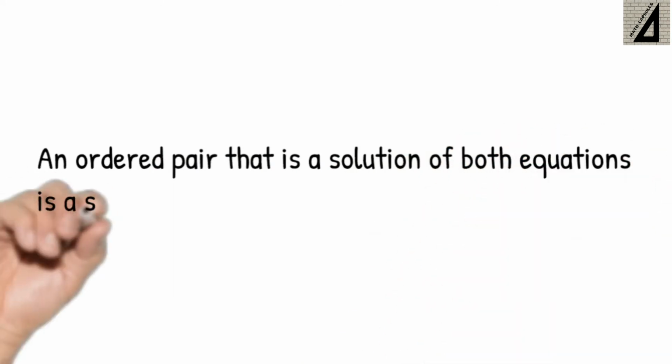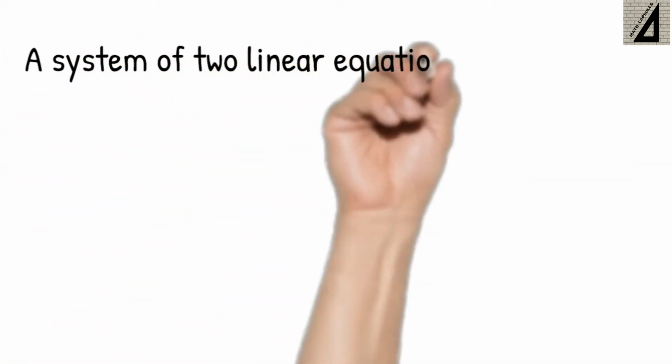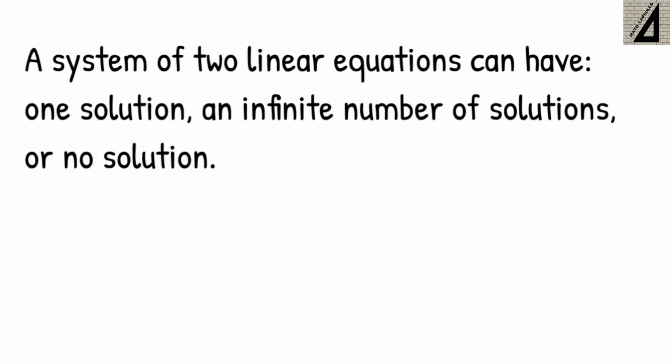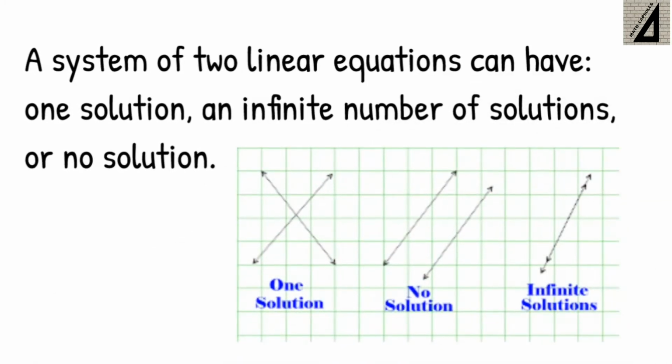An ordered pair that is a solution of both equations is a solution of the system. A system of two linear equations can have either one solution or an infinite number of solutions or no solution. As shown here in the three graphs, we have one solution if we have a point of intersection, no solution if there are two parallel lines, and an infinite number of solutions if we have the same line for both equations.